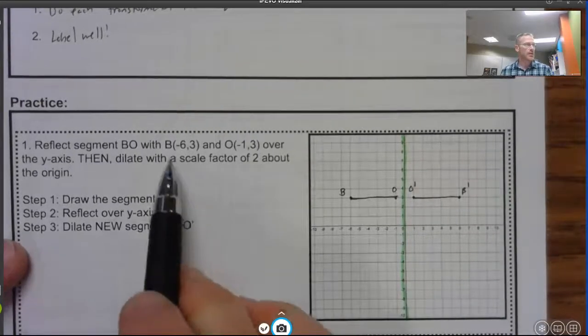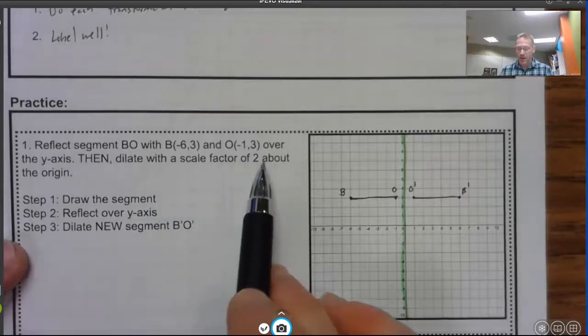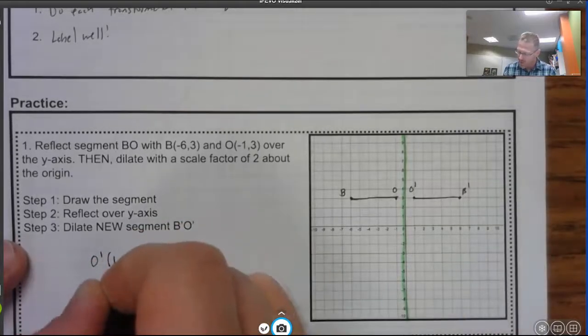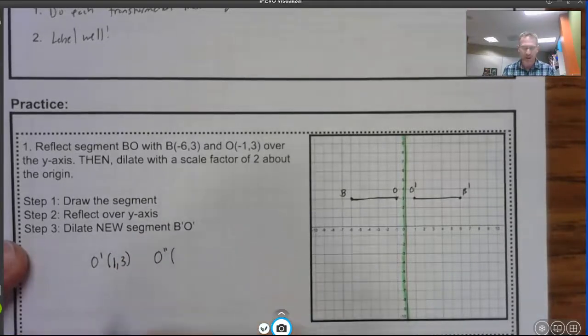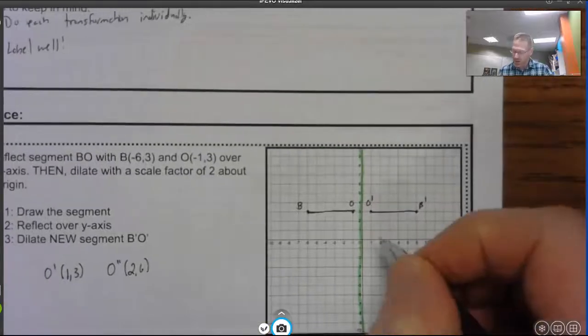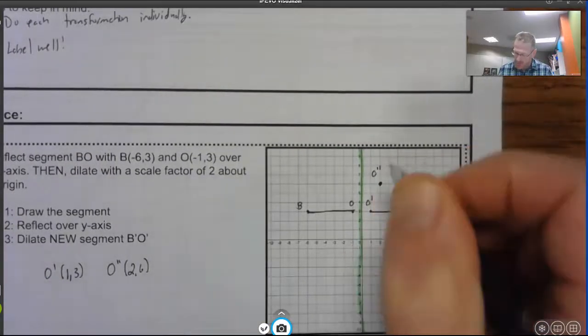All right, and then notice it tells us that we want to now do a scale factor of 2, all right? So when we think about O prime, O prime is the point (1, 3), and so that means O double prime, if I do a scale factor of 2, would be (2, 6), all right? So (2, 6) would be right here, so there's O double prime.